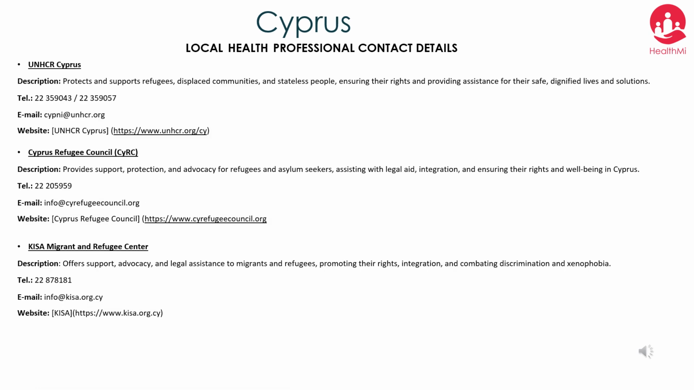United Nations High Commissioner for Refugees, Cyprus. Description: protects and supports refugees, displaced communities, and stateless people, ensuring their rights and providing assistance for their safe, dignified lives and solutions. Telephone: 22 385 943, 22 359057. Email cypnic@unhcr.org. Website UNHCR Cyprus, unhcr.org.